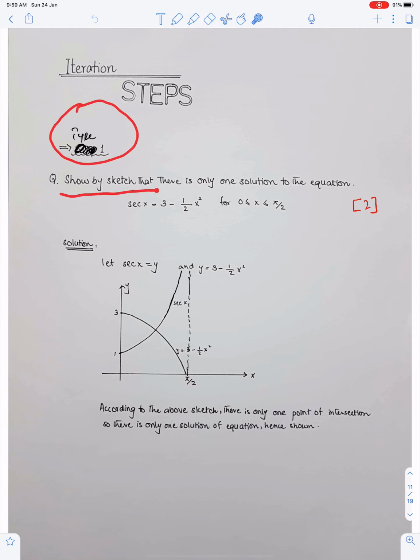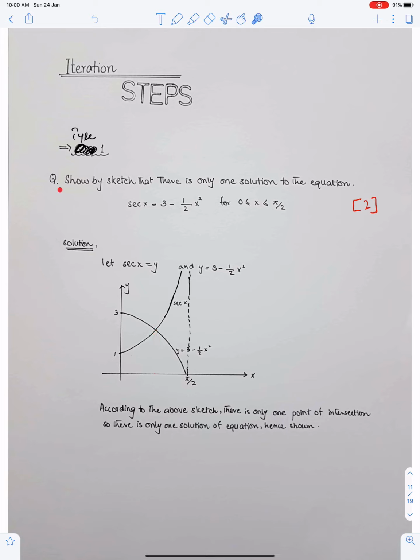Show by sketch that there is only one solution to the equation. To show this, we need to sketch sec x for this domain separately, and then 3 minus half x squared separately. And then, according to this sketch, we can say that there is only one point of solution. There is one intersection, so one solution.